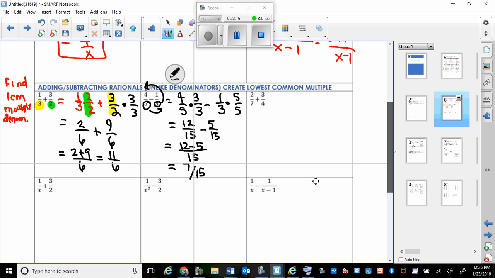Next one, we have 2 over 7 times 4 over 4 plus 3 over 4 times, you guessed it, 7 over 7. This equals 8 over 28 plus 21 over 28. This equals 29 over 28. That's my final answer.